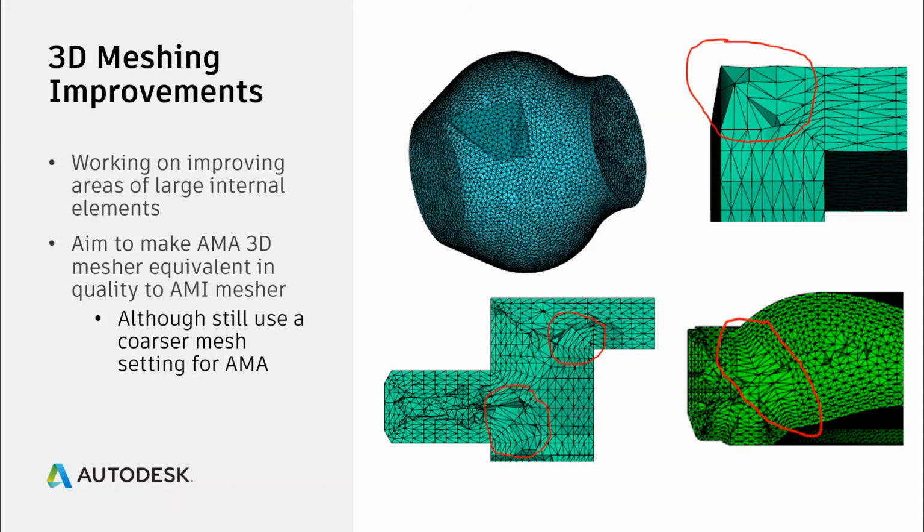The other aspect of the 3D meshing that we're seeking to improve is to upgrade the 3D mesher, which is present in the Moldflow Advisor software, to bring it up to an equivalent level of the Moldflow Insight mesher in terms of aspect ratios, dihedral angles, and obtaining the desired numbers of layers through the thickness of the part.